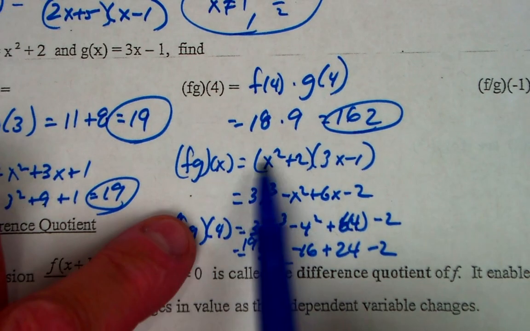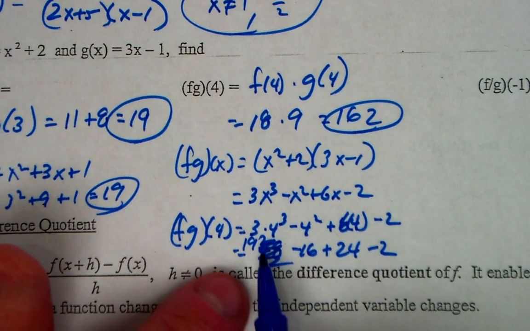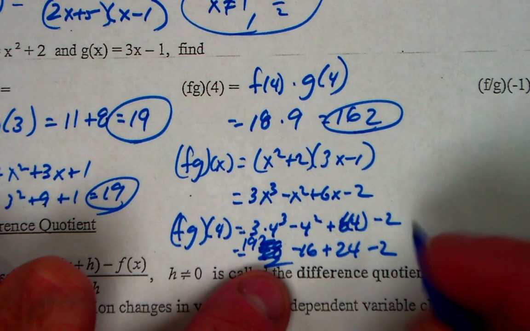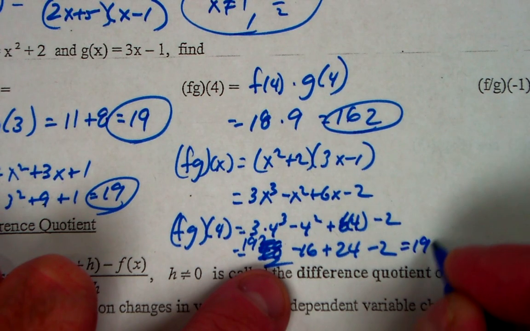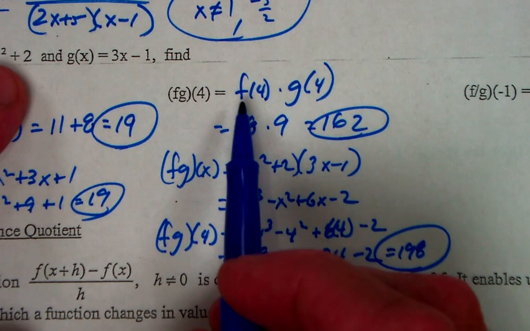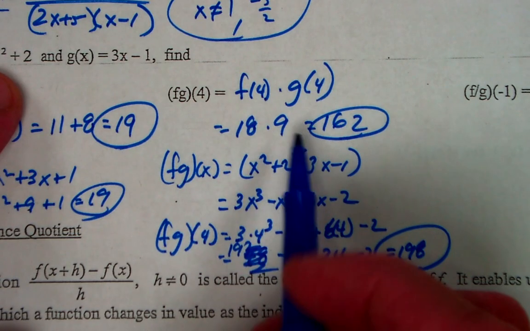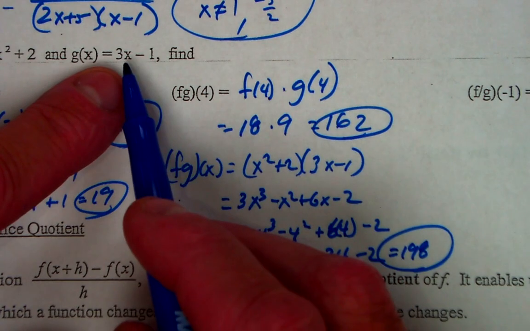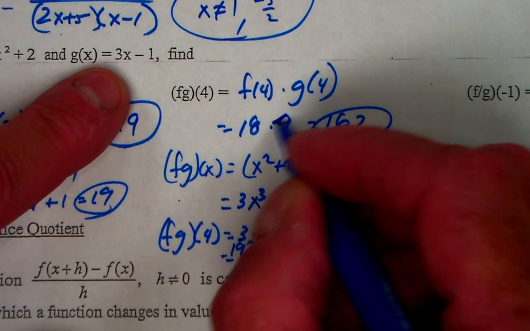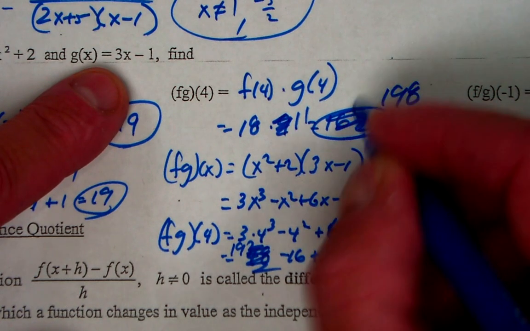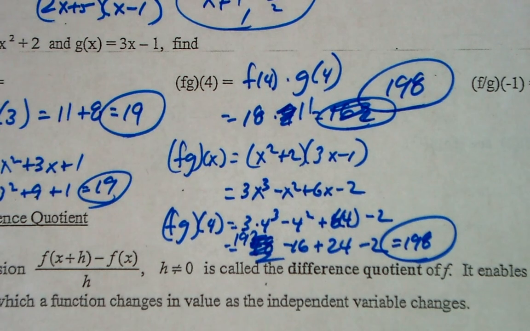Okay, so I found my rule. 192 minus 16 plus 24 minus 2 gives me 198. On the top one, where did I screw up? Oh, 3 times 4 minus 1, so it should be 11. 198. Okay? So either way.